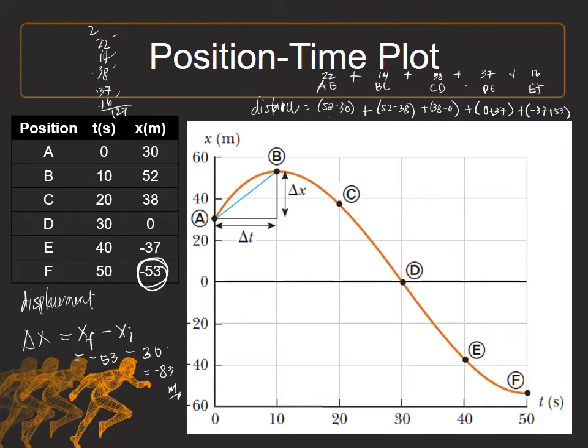Is it correct? Yes, sir. 127 po. Okay, please double check. So the distance is 127 meters. So one thing also that is the difference between displacement and distance.